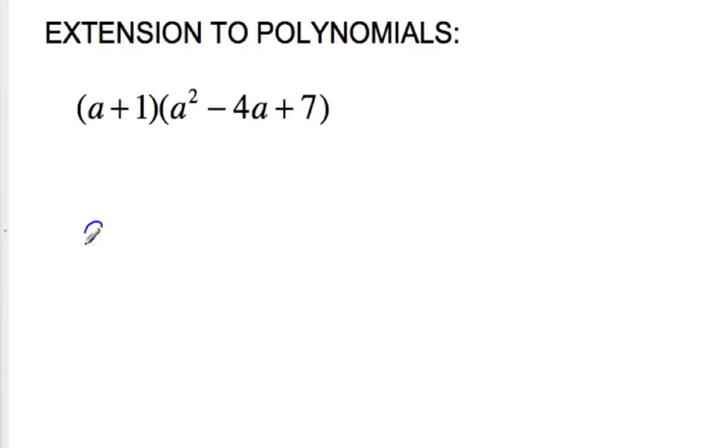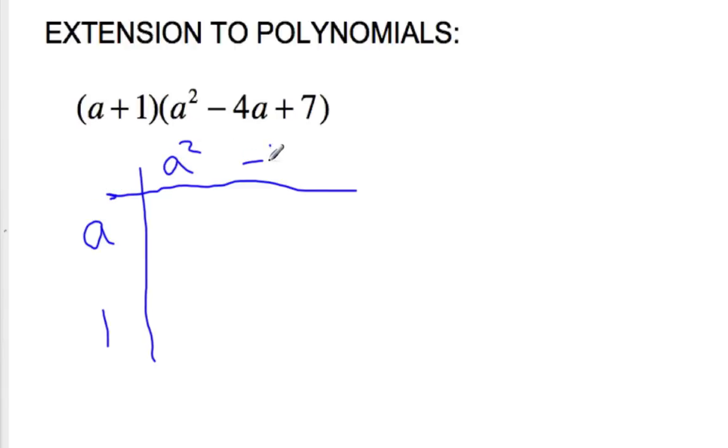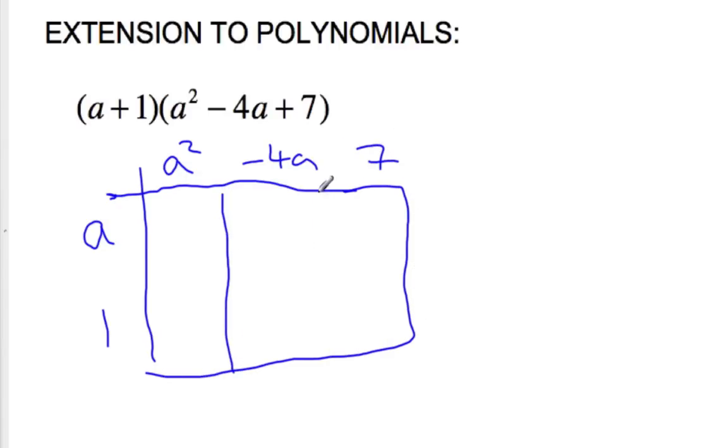I'm going to do my box method here. Nice. I like the box. If you can draw the box. If I can draw the box, we'll do the box. If I can't, we might have to give up. Right, so what we got? A squared, we've got a minus 4a, and we've got a positive 7. You're getting better with your lines. Slightly better. There we go. How neat is that? Perfect.